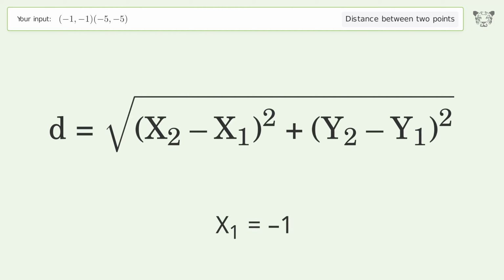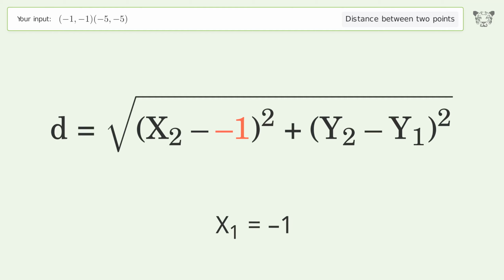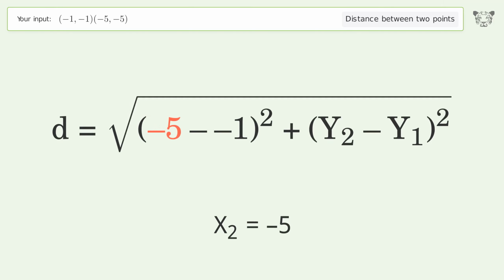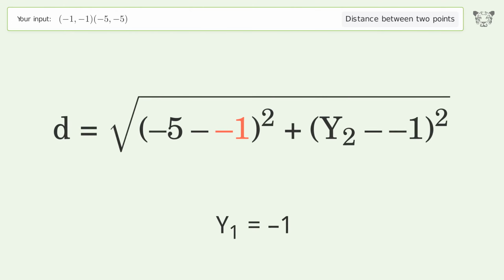x1 equals -1. x2 equals -5. y1 equals -1. y2 equals -5.